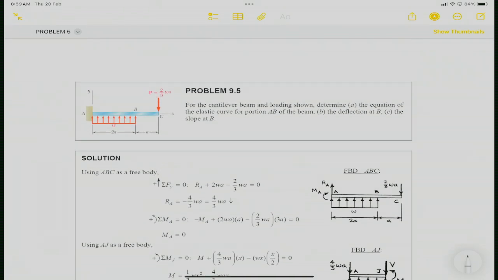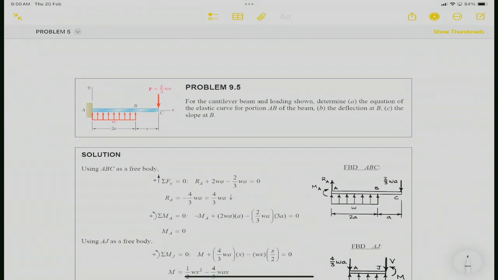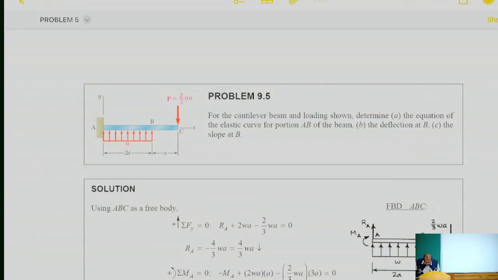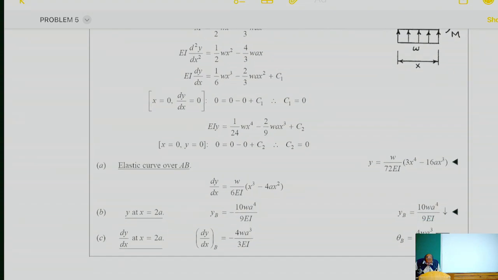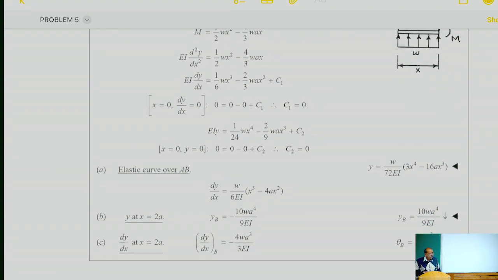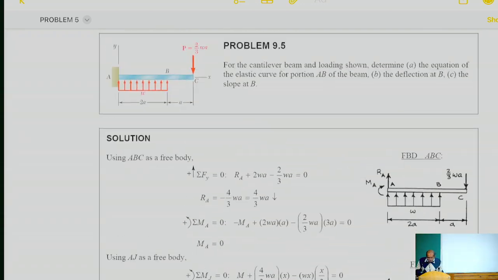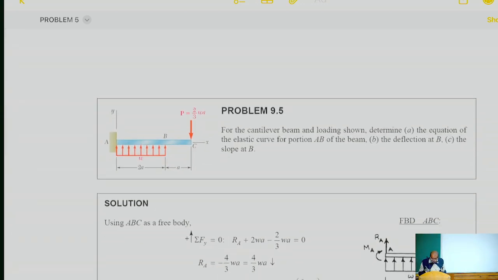Then, the next part was to determine the deflection at B and the slope at B, at x is equal to 2a. So then nothing else is needed here. You were not asked to find the slope at C and the deflection at C; the problem would have been slightly more complex if you were to find those.